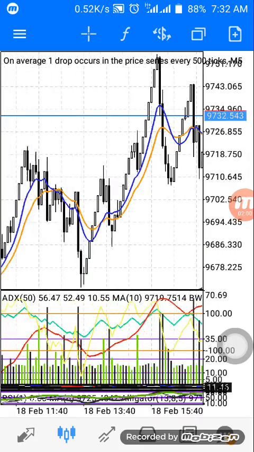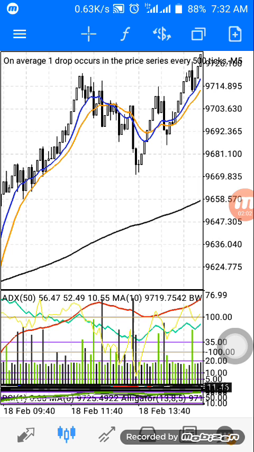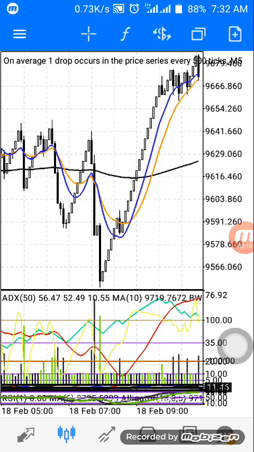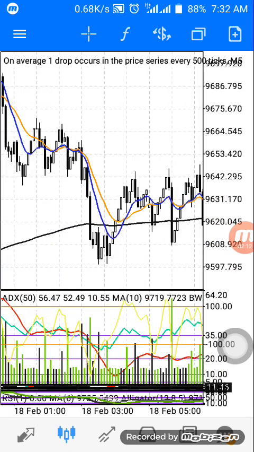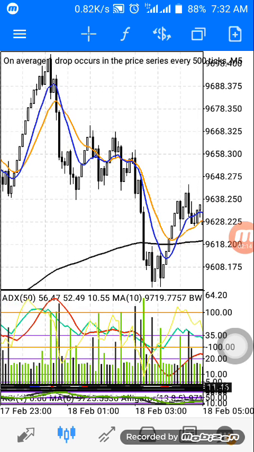Now this is the strategy we're going to be using today. So how does it work, guys? This works on the principle of the crossover.